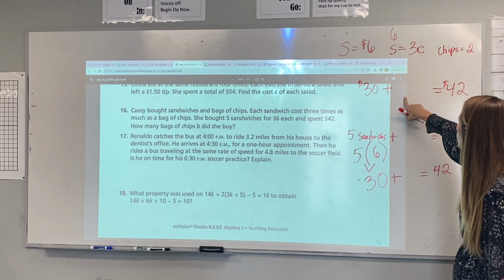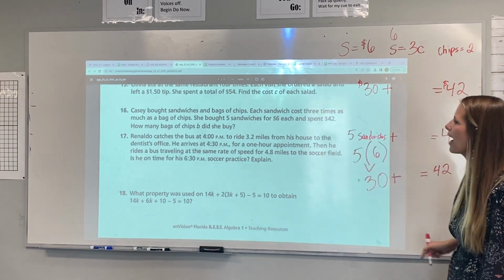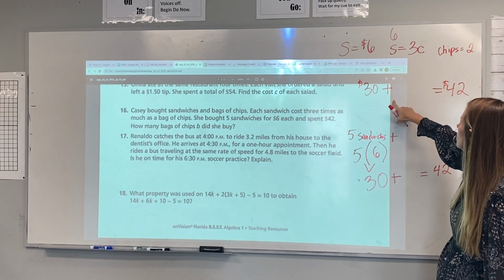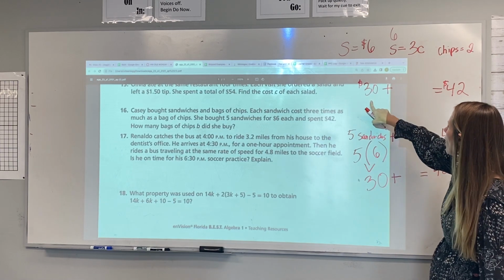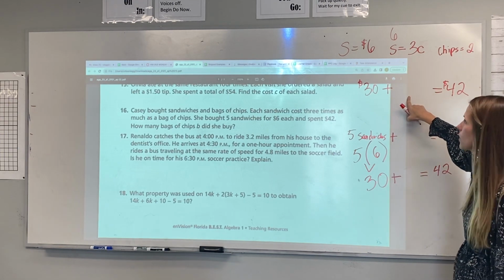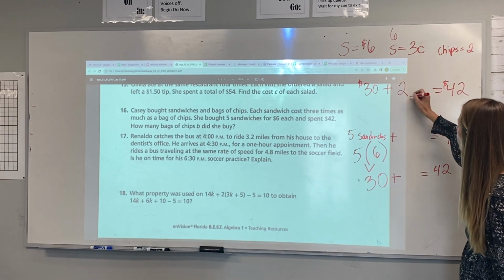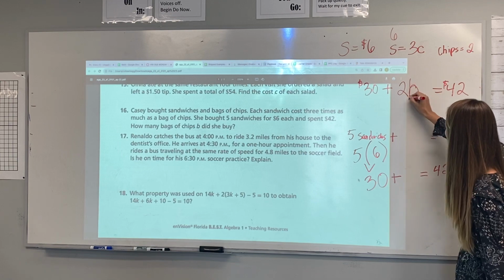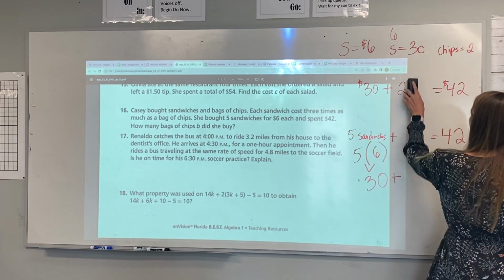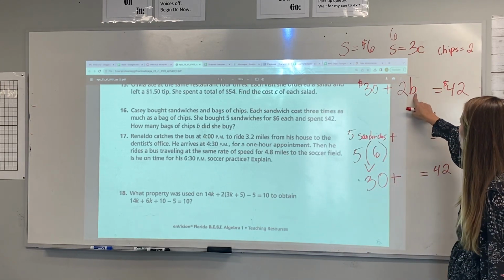No, we don't know how many bags she bought yet, though. We're representing bags with B. But we're talking about prices. The price of the sandwiches plus the total price of the chips would be what? We know that each bag costs $2, but we don't know how many bags, right? That's supposed to be a B.